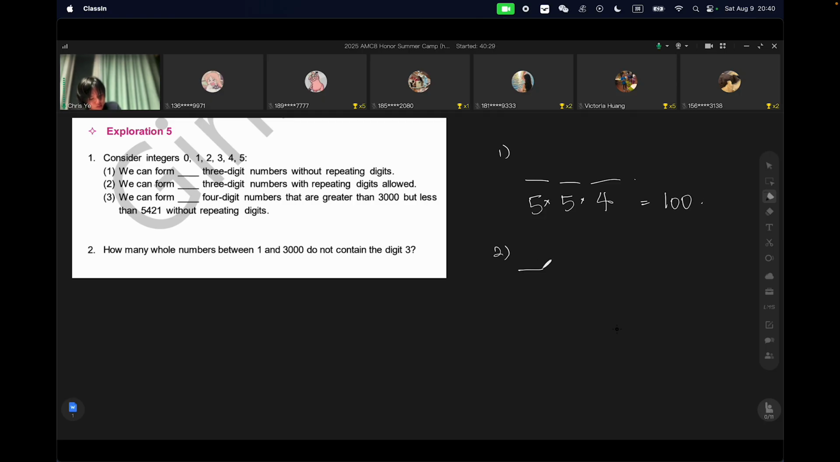And for the second one, it asks us the same question, except that repeating digits are allowed. So again, 0 will not be allowed in the first one. But then for the second digit, there are going to be 6 options available because 0 can be there, and it will be the same for the third one. So therefore, 5 times 6 times 6 equals 180.